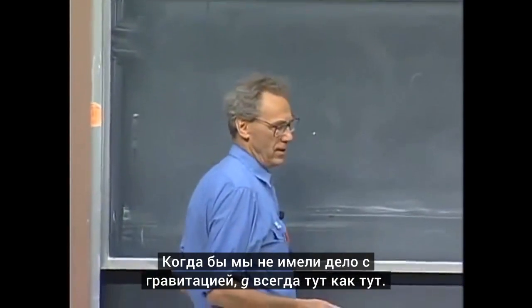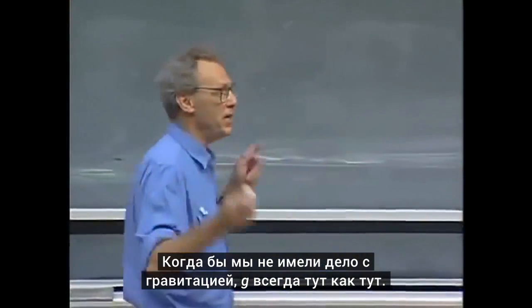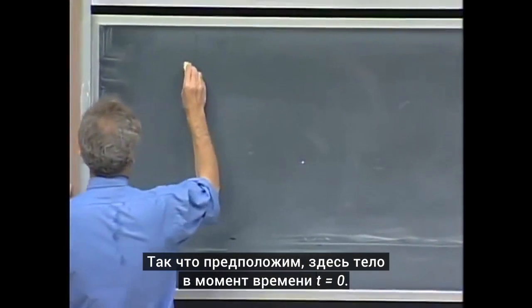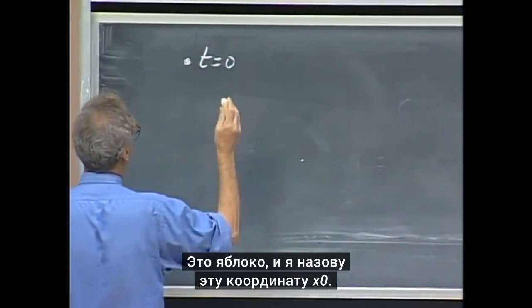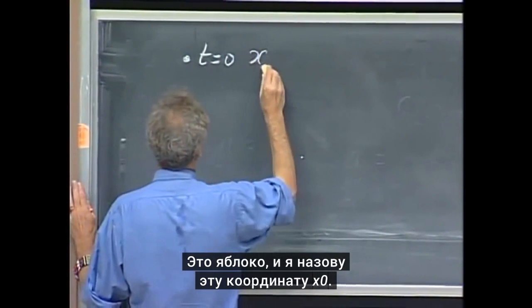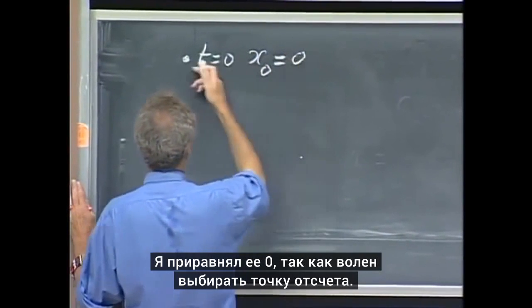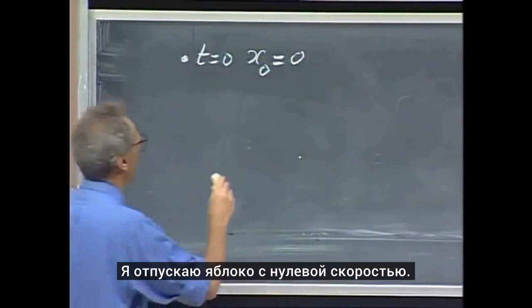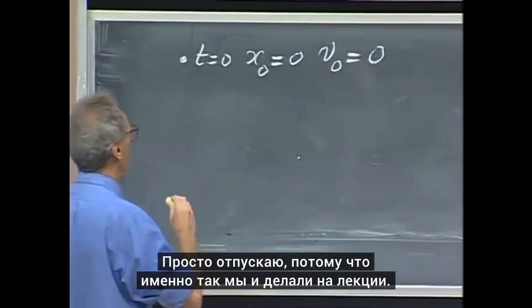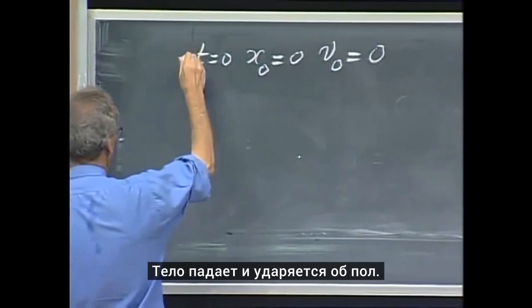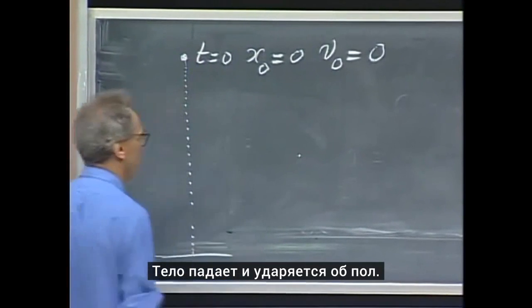Whenever we deal with gravity, we get the g in there. So suppose here is the object at time t equals 0. It was the apple, and I call that position x0, I call that 0. I'm free to choose my 0 position, and I drop it at 0 speed. I just let it go, because that's the way we did it in class. The object goes down, and it hits the floor.